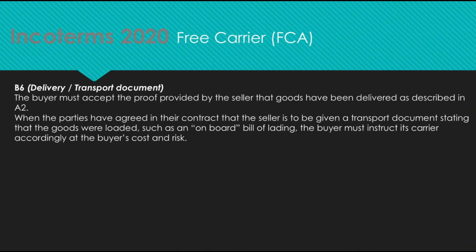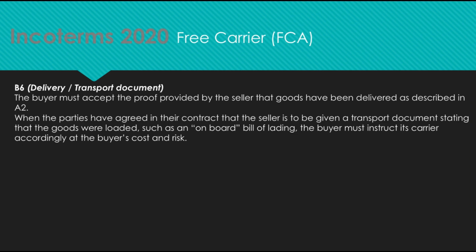B6. Delivery transport document. The buyer must accept the proof provided by the seller that goods have been delivered as described in A2. Here comes the problem of inspection. So the buyer is supposed to check what is stipulated in the documents and what is loaded. This is a problem. When the parties have agreed in their contract that the seller is to be given a transport document stating that the goods were loaded, such as an onboard bill of lading, the buyer must instruct its carrier accordingly at the buyer's cost and risk.